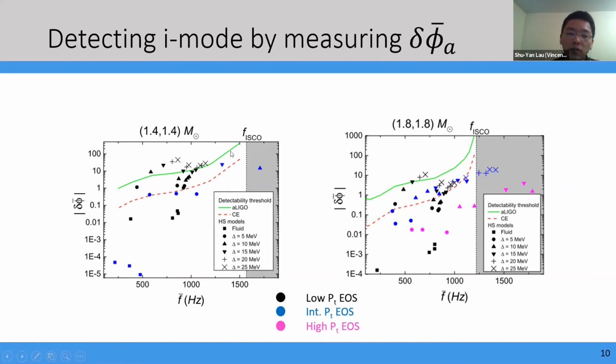This detection also favors the interfacial mode with a lower resonance frequency, judging from the detectability threshold curves. As we increase the mass of the system, for the low transition pressure equation of state, the I-mode becomes less detectable, but the intermediate ones become more detectable if we have a third generation detector online. This basically summarizes our findings.